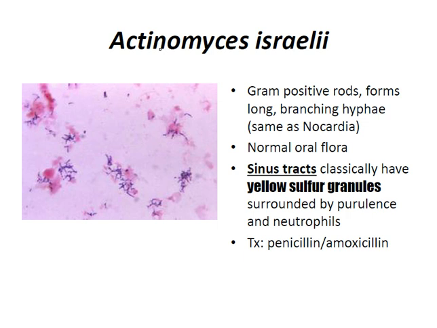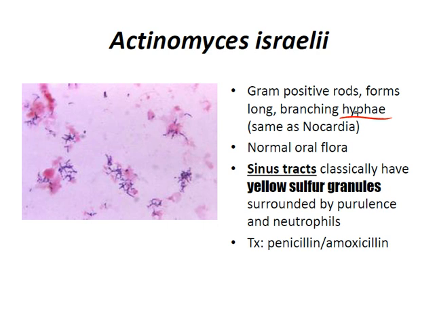Actinomyces israelii. He is a gram-positive rod that forms long, branching hyphae, the same as Nocardia does. He's a facultative anaerobe versus Nocardia, which is an obligate anaerobe. He's part of your normal flora.